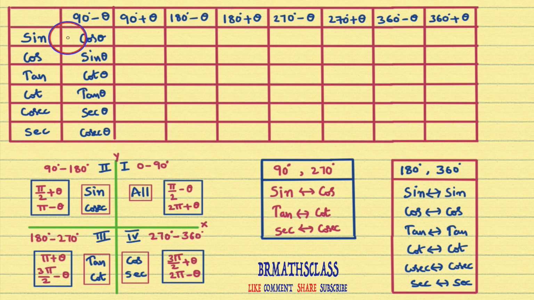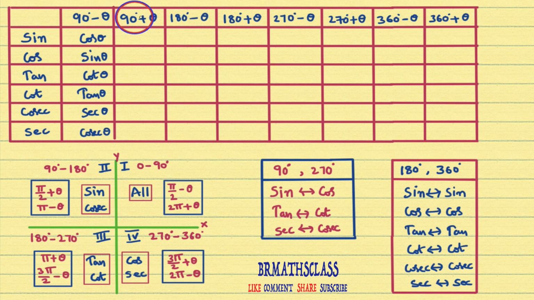Now it's time to write the sign, positive sign or negative sign. 90 degrees means pi by 2. Pi by 2 minus theta lies in which quadrant? Pi by 2 minus theta lies in first quadrant. In first quadrant, which trigonometric functions are positive? All are positive. That means these all are having positive signs only. I hope you are understanding.